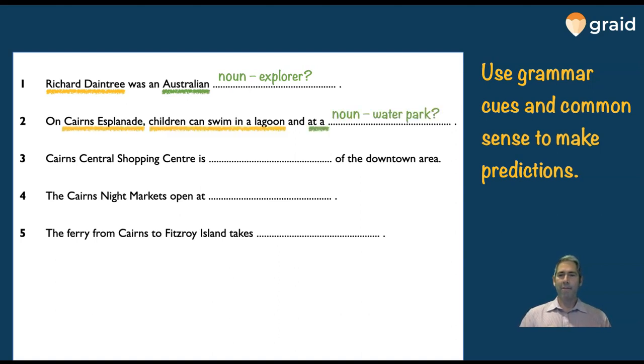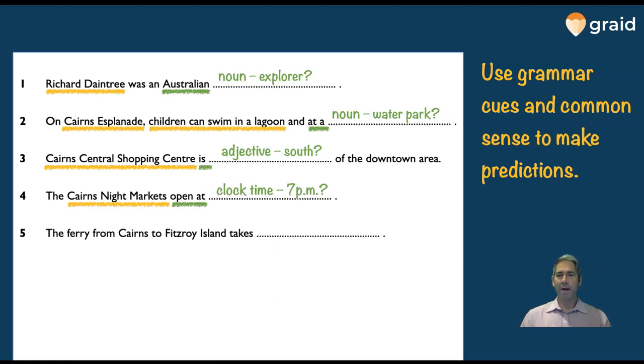The next one we're going to listen out for is on Cairns Esplanade. Children can swim in a lagoon and at a, so where is another place that children can swim? Obviously it's going to be a noun. And we have the article a, which means the next sound will be a consonant sound. Cairns Shopping Centre, we're going to listen out for that. Cairns Central Shopping Centre is blank of the downtown area. Maybe it's an adjective, maybe it's north, maybe it's south. Doesn't really matter what prediction we make. It's just going to give us something to listen for and check when we do the listening itself.